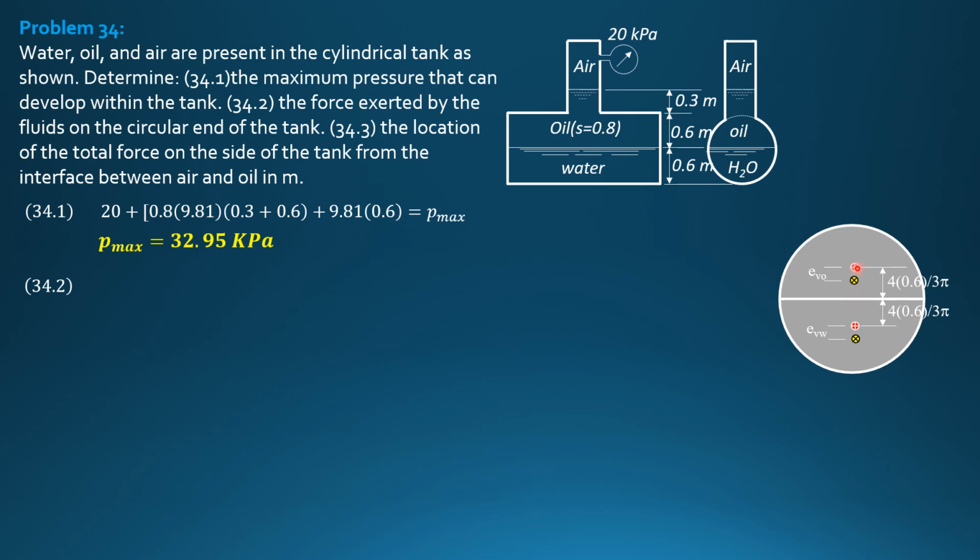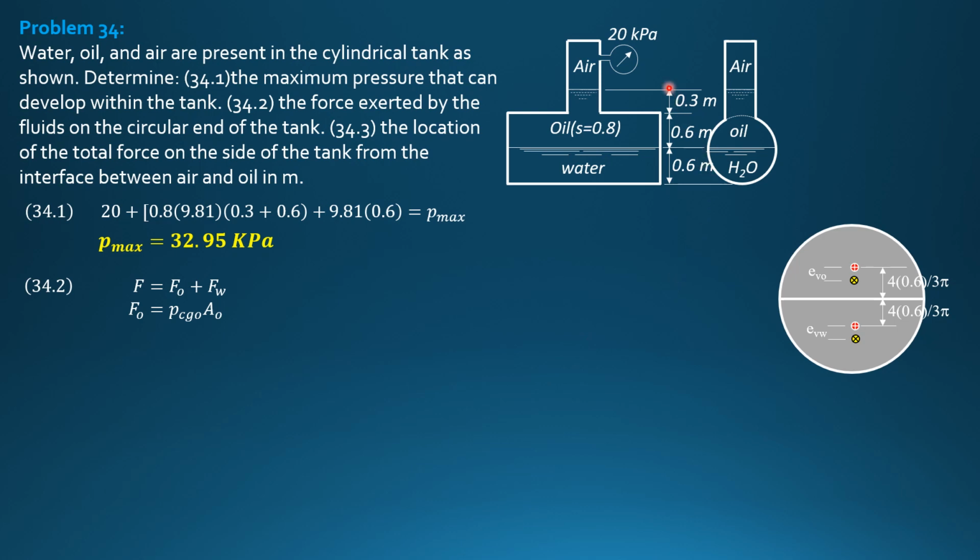Then the distance between the centroid of the semicircle and the center of pressure of the upper half where force of oil acts is EVO. Then this one is EV of water. So let's use FO equals pressure at the centroid of oil, then area of the semicircle. So F equals FO plus F of water. FO equals pressure at the centroid of oil times area of oil, which is semicircle. Same is true with the water.